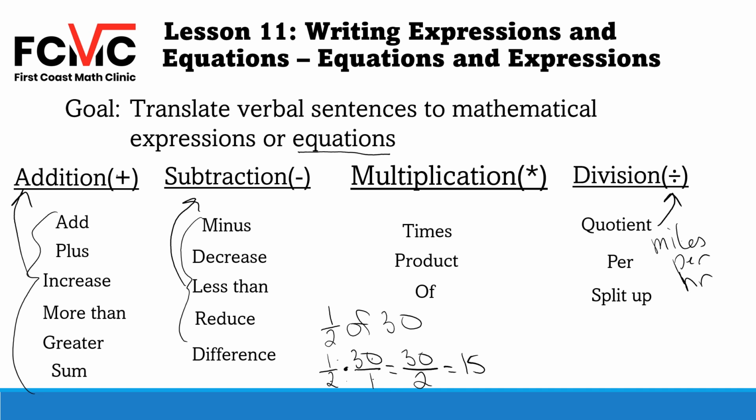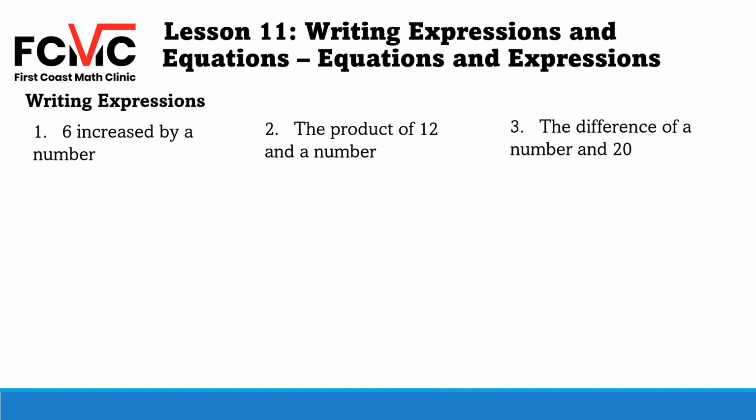So let's look at expressions and translating verbal sentences, in particular into expressions to start. Our expressions, we know, do not have an equal sign. Number one, we've got 6 increased by a number. When we say a number, we don't know what that number is. In pre-algebra, what do we use to represent a number that we don't know? That's going to be our variable x. Increased by, that's addition. So we want 6 plus x.